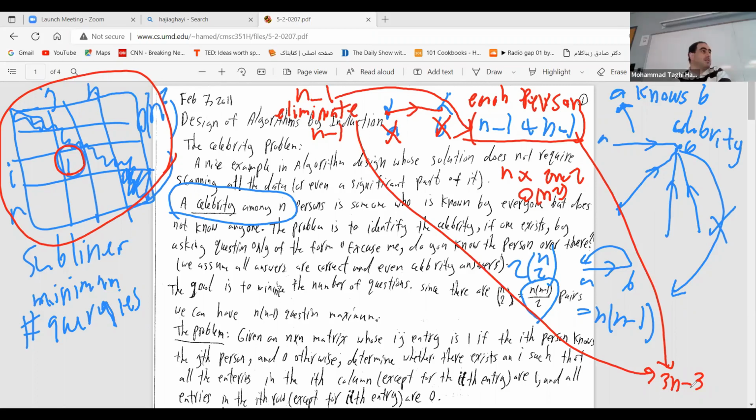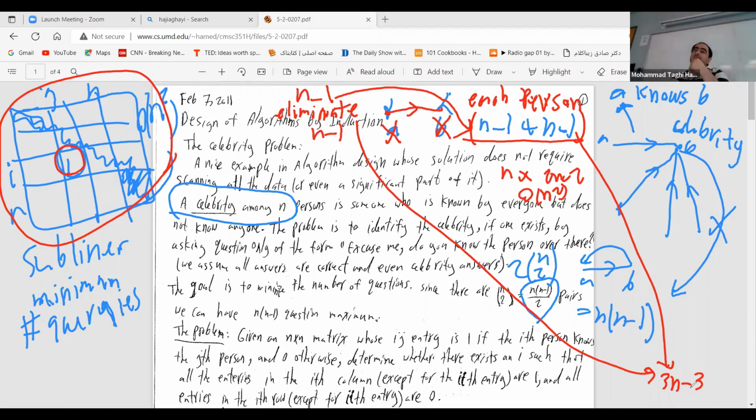So we have 3n minus 3 questions that I need to ask to make sure whether there is a celebrity or not, and check that that person actually exists. Why is it n minus 1 plus n minus 1 to go through? Because you need to ask this person whether everyone knows this person, n minus 1 questions, and that this person should not know anyone else, n minus 1 questions.